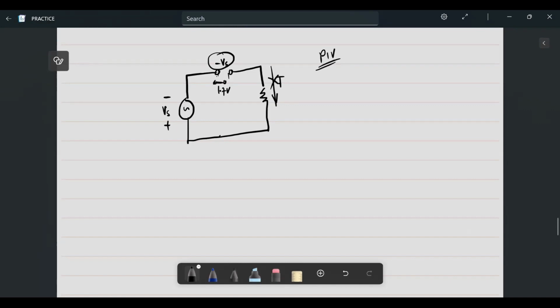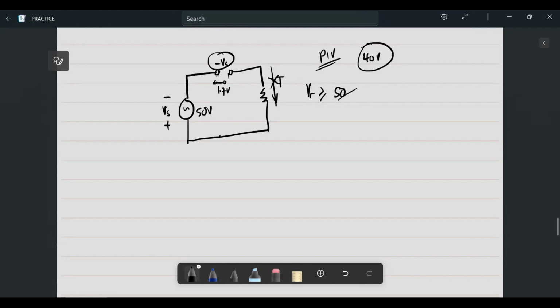For example, if the voltage source is 50 volts and the rating of this diode is 40 volts, then this diode is not suitable for this circuit, because during reverse bias, what appears across the terminals of the diode will be 50 volts, but it can only withstand 40 volts. So this diode will be destroyed. It needs to have a rating of at least 50 volts, greater than or equal to 50 volts.